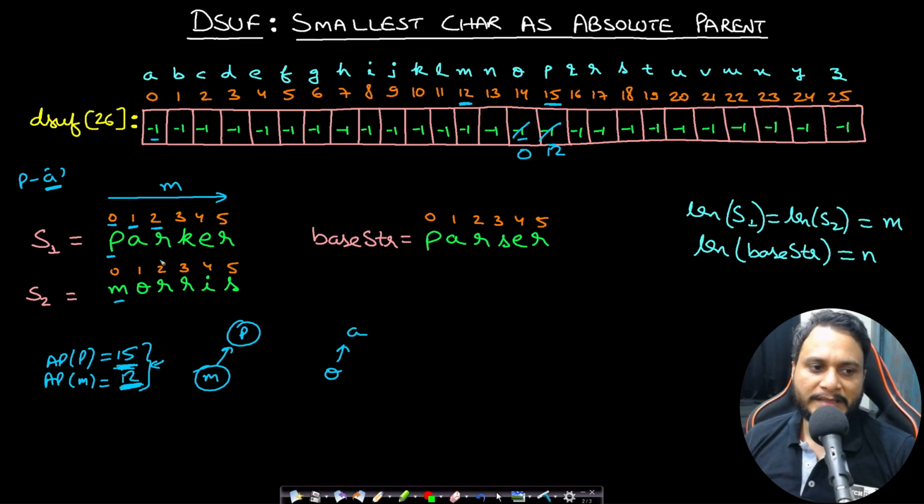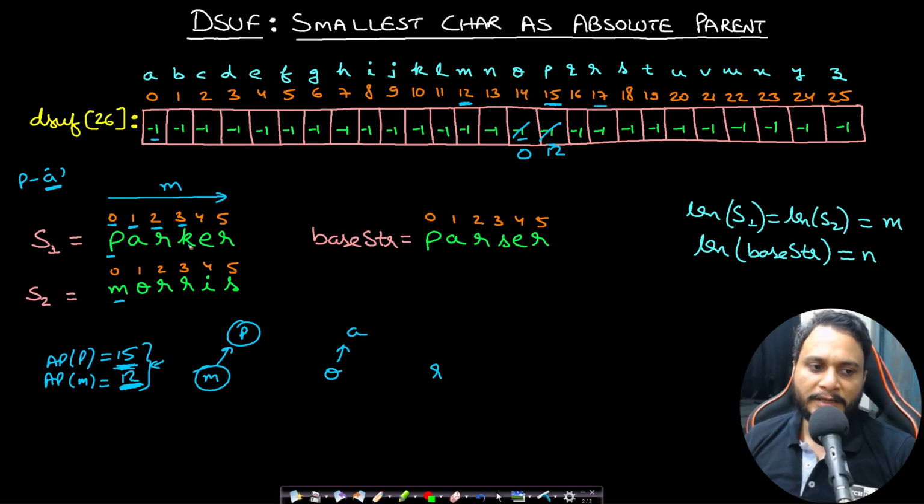Now if you compare this R, then in this case R and R are same. So if you check the absolute parent of R, it is both 17. So union will not be possible in this case. They already belong to the same set. So R is actually separate.